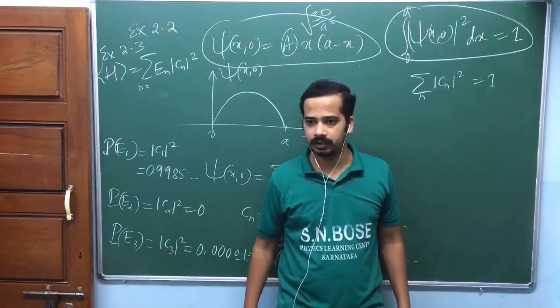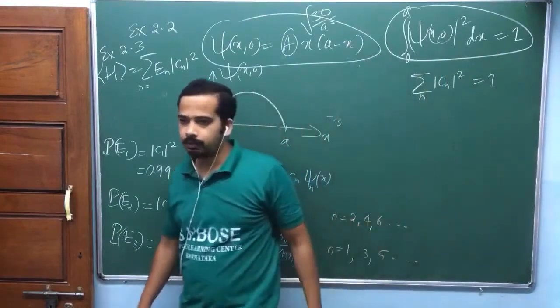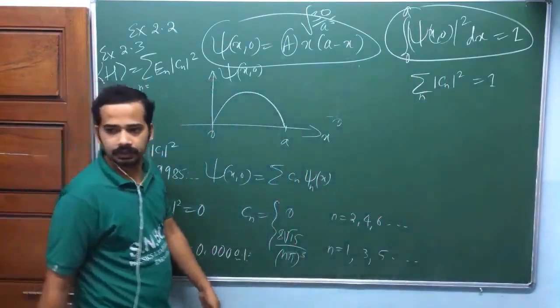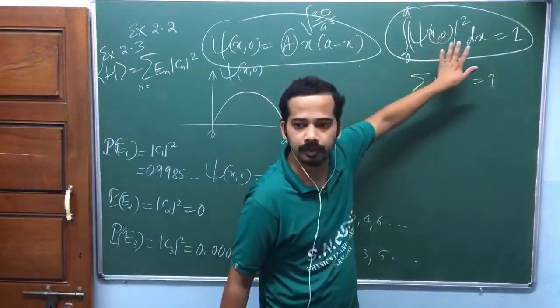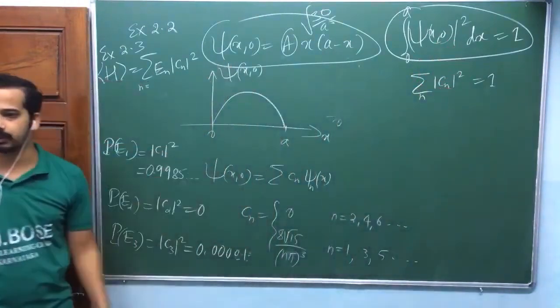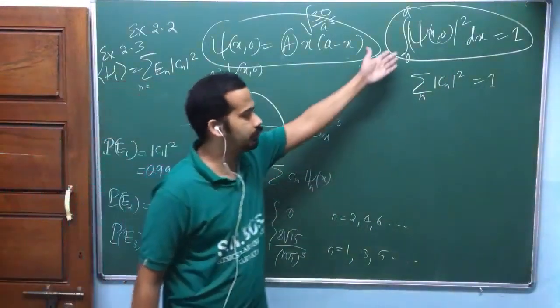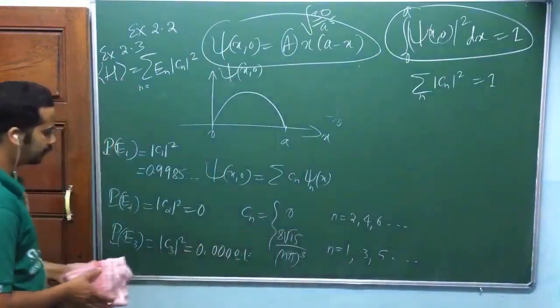That is the idea. This normalization is backed by your position probability. The background behind this one is position probability. The background behind this one is energy probability, but both are equivalent. I mean, both are in one-to-one correspondence, okay? You can derive one out of the other, isn't it? You have seen that one, okay?